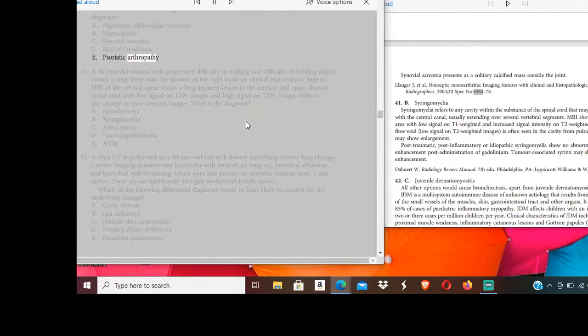Question 41. A 40-year-old woman with progressive difficulty in walking and difficulty in holding objects reveals a large burn over the dorsum of her right hand on clinical examination. Sagittal MRI of the cervical spine shows a long segment lesion in the cervical and upper thoracic spinal cord with low signal on T1W images and high signal on T2W images without any change on post-contrast images.